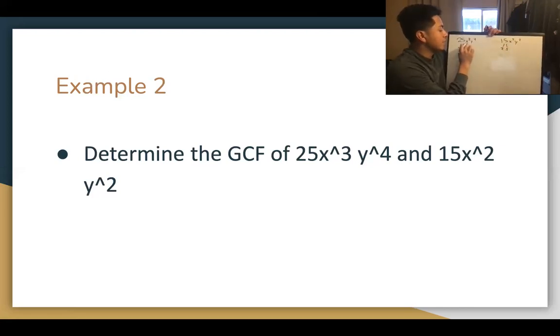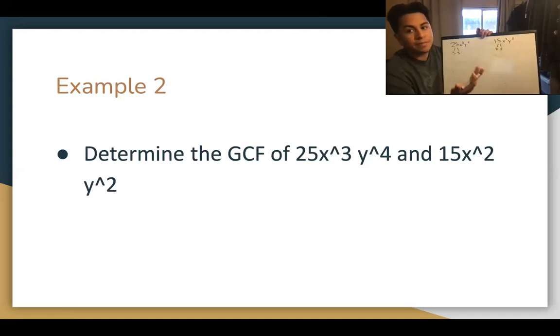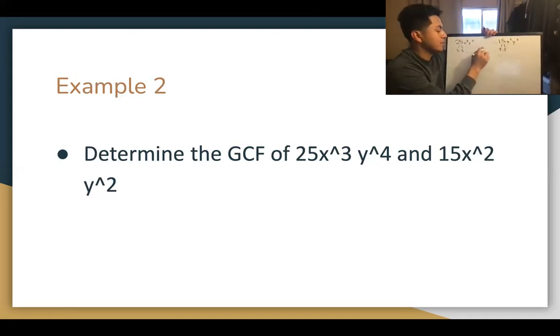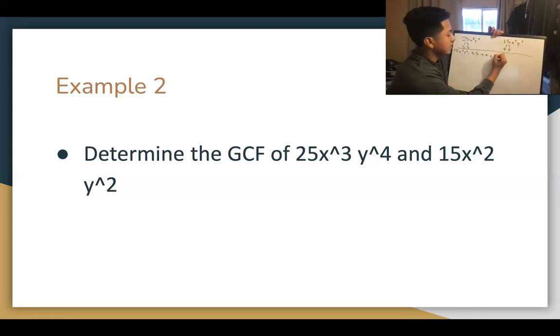And then with x to the power of 3 and y to the power of 4, and x to the power of 2 and y to the power of 2, we would basically write it in expanded notation. x to the power of 3 is x times x times x, 3 times. Same thing with y times y times y times y, 4 times, x times x 2 times, y times y 2 times. So I'm going to write it down underneath right here. 25x to the power of 3 and y to the power of 4 is going to equal 5 times 5 times x times x times x times y times y times y times y.